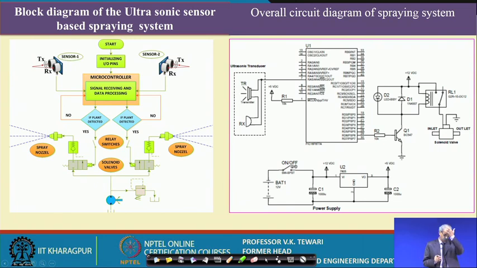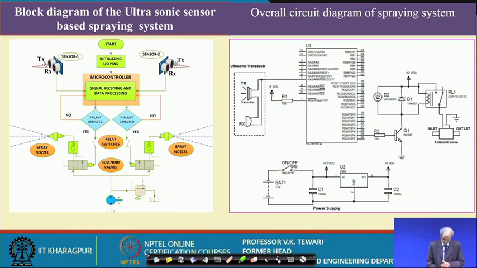Some more details. Here is the block diagram of the ultrasonic sensor based spraying system. Certain details we have given you here. You can know that these systems are designed and they are IPR protected. It helps you to understand that IIT Kharagpur has developed this system, and in fact, there are manufacturers who are interested to take this unit for use.